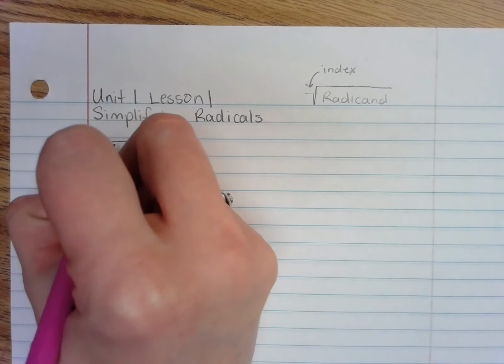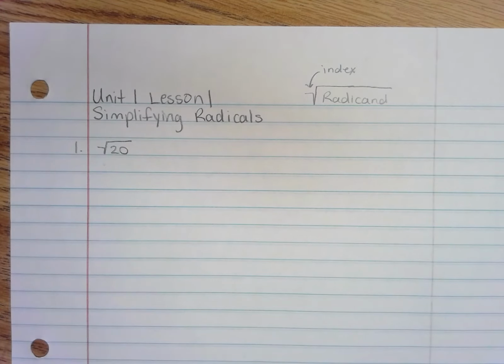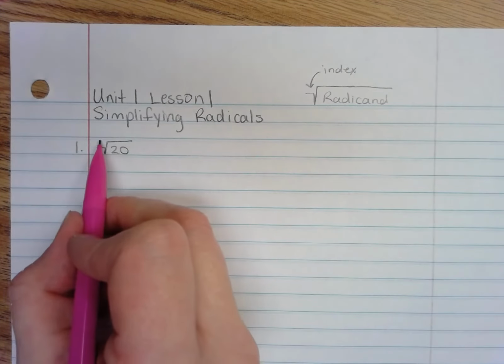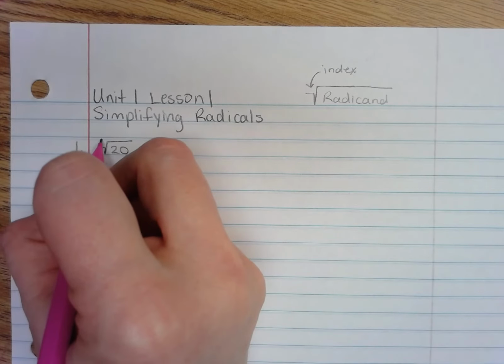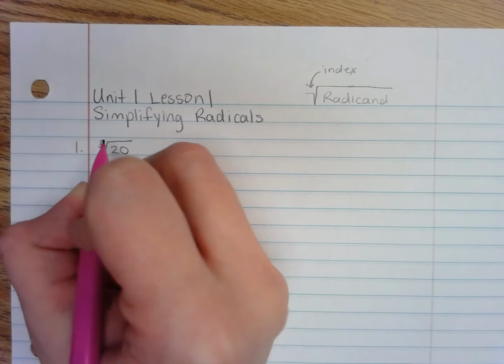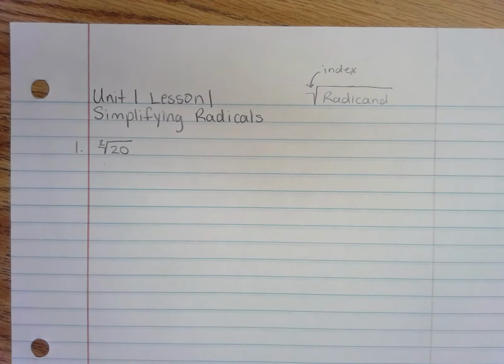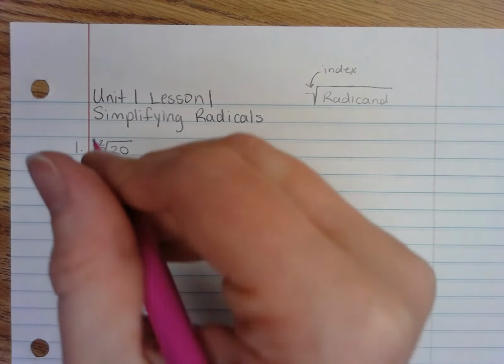We have the square root of 20. We know this is a square root because there's an understood index number of 2, so if you need to write it in there, you can, because it typically will not be shown with square roots. In order to simplify these, you will not type them into the calculator. You should never have a decimal answer when you're simplifying radicals. You will begin by doing prime factorization.